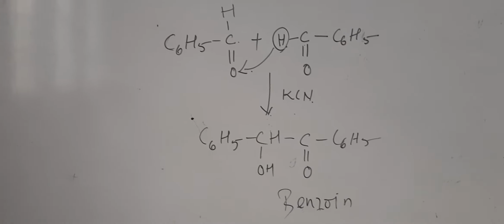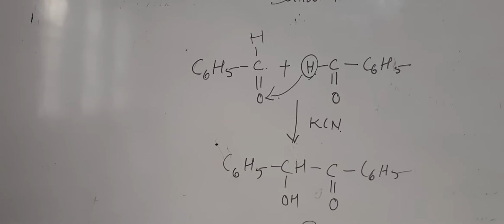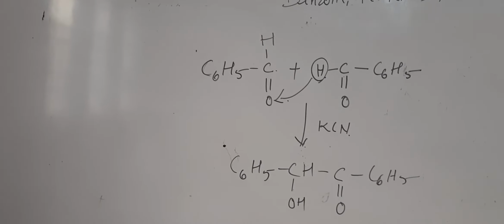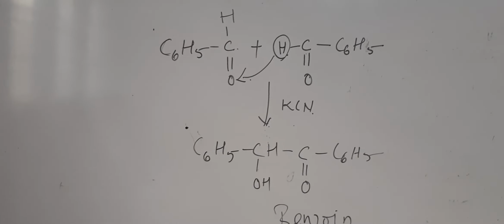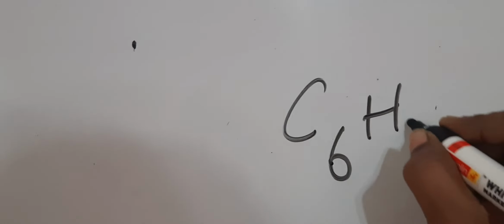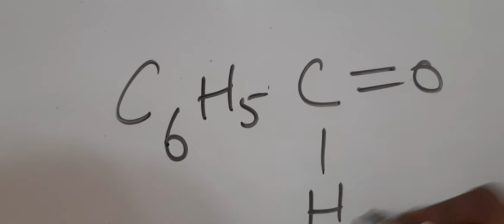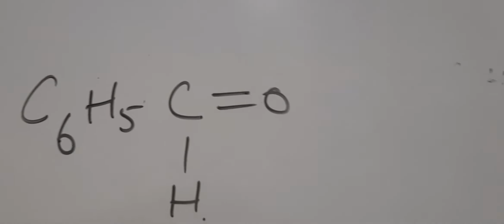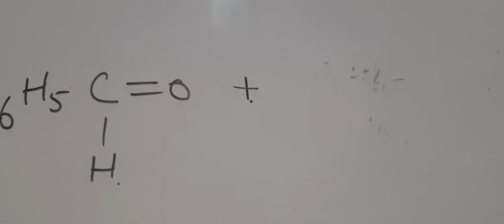Next we will see the Perkin reaction. First we saw the Claisen-Schmidt reaction, next the benzoin condensation reaction, and now the Perkin reaction. Perkin is also a reaction of benzaldehyde. Let me write benzaldehyde, C6H5, C=O, H. This is a reaction whereby benzaldehyde reacts with acetic anhydride.